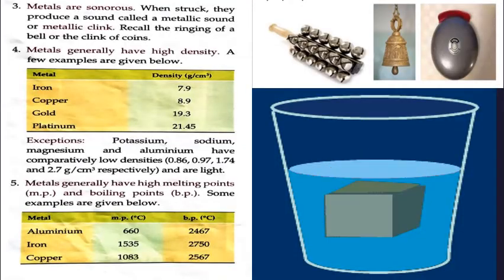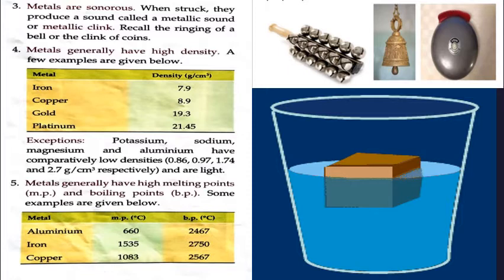The third property is metals are sonorous. When struck, they produce a sound called metallic sound or metallic clink. Recall the ringing of a bell or the clink of coins.